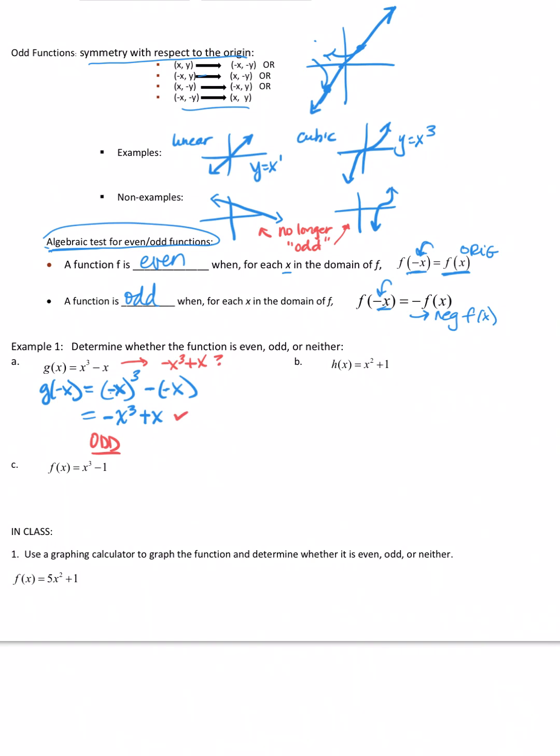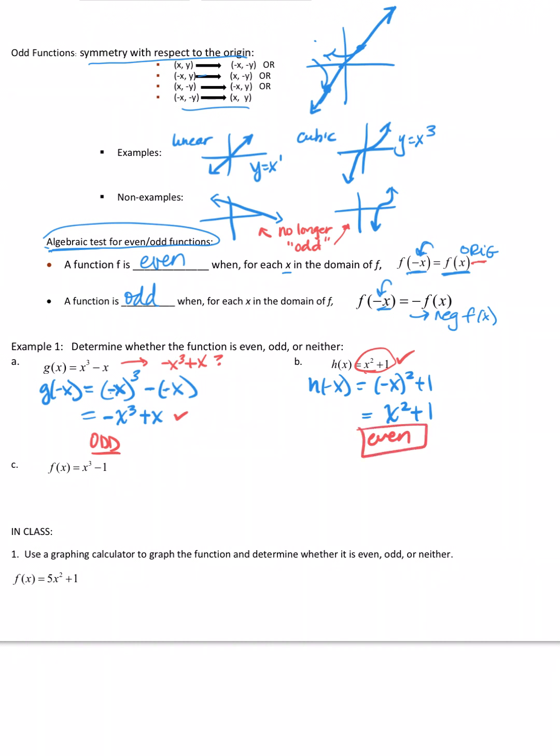Let's try the next one. h of negative x. Let's see what happens when we put a negative x in there. So negative x squared plus 1. When we clean it up, a negative times a negative is always positive, so it's just positive x squared plus 1. And then we go back and compare. Is it just like the original? Yep. And since it's just like the original, this is an even function.